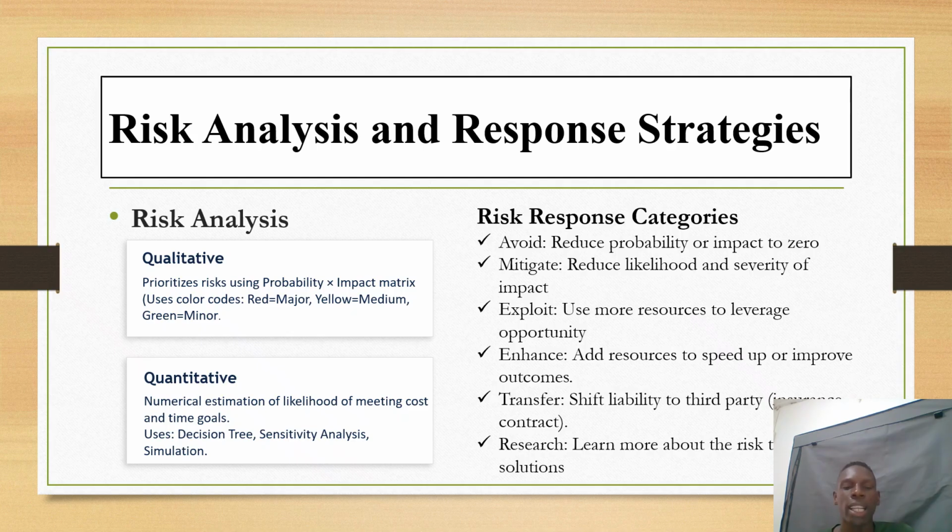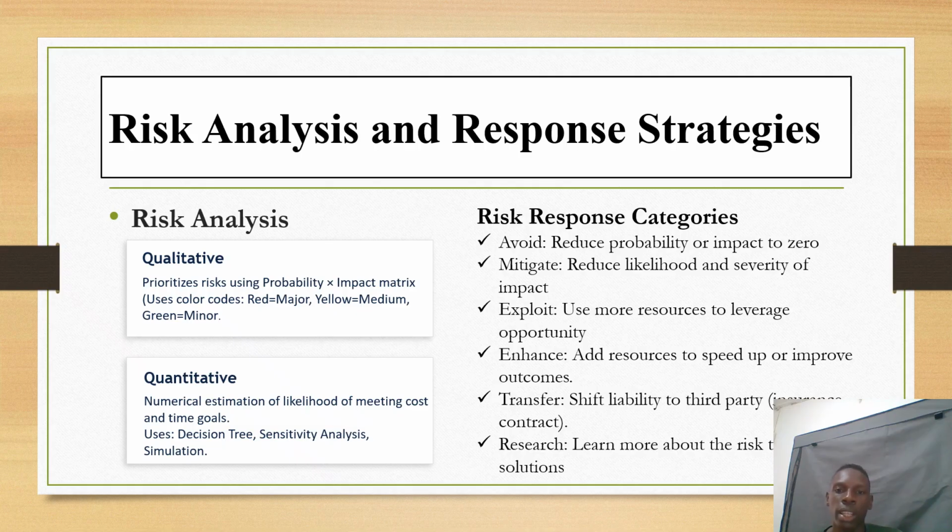So after analyzing these risks, we go ahead and apply response strategies to these risks. These include, one, avoiding. By avoiding, you reduce the probability or the impact of that risk from occurring. Then we mitigate. This is reducing the likelihood and severity of the impact.